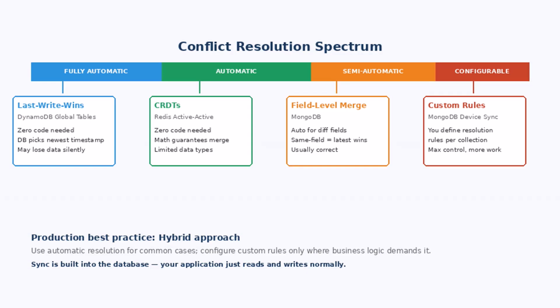The conflict resolution spectrum ranges from fully automatic to configurable. Last write wins: zero code, may silently lose data, DynamoDB global tables. CRDTs: zero code, no data loss, limited types, Redis active-active. Field level merge: automatic for different fields, MongoDB. Custom rules: you define resolution rules per collection, MongoDB Device Sync. Most production systems use a hybrid, automatic for common cases, custom rules where business logic demands it.